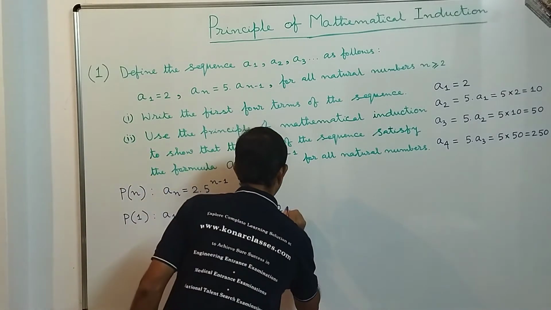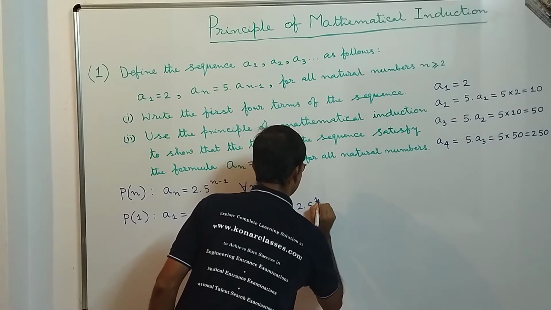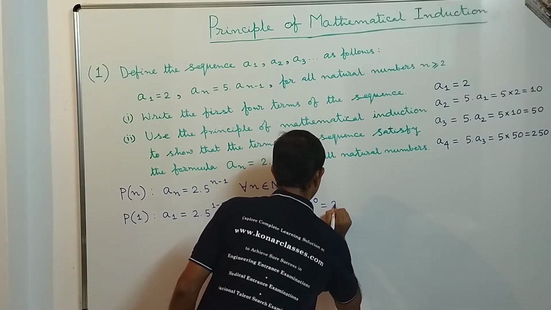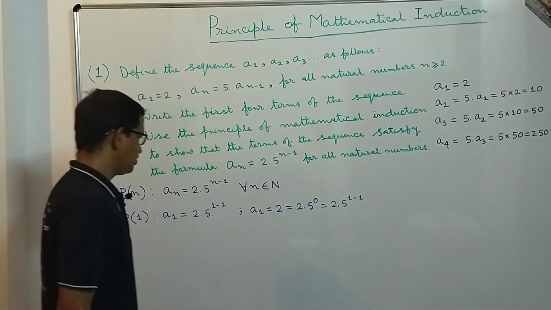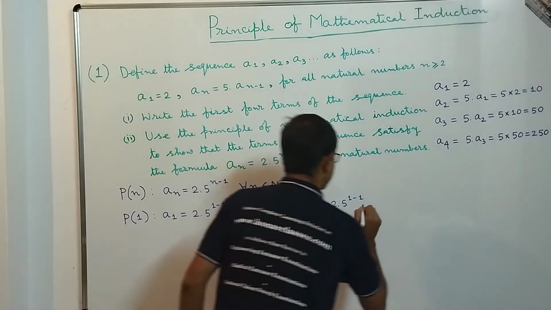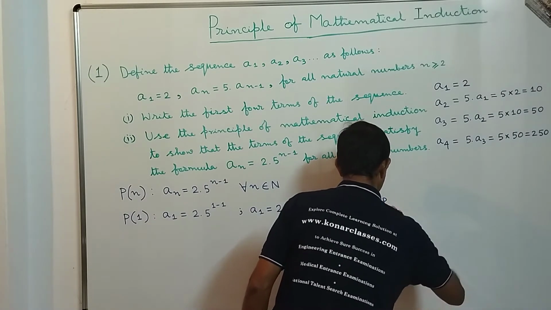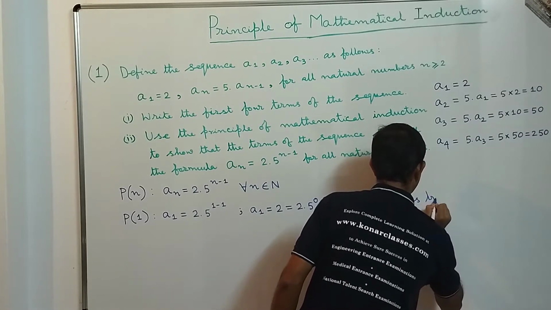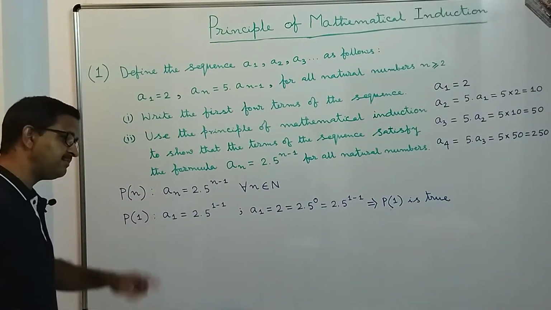And that we can write as 2 into 5 to the power 1 minus 1, or we can write 2 into 5 to the power 0. In that way you can write. So what we see is that P1 is true, correct? So from here what we can say is that P1 is true. Now dear students, we need to assume that Pk is true.